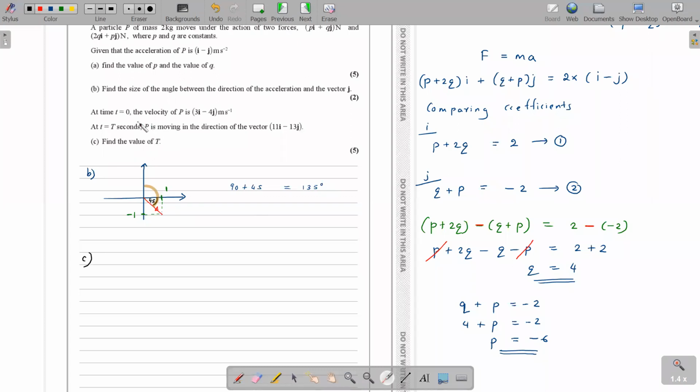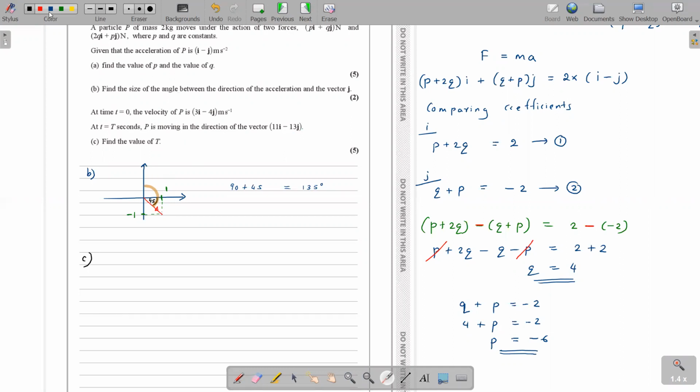At time t equals 0, the velocity of P is 3i minus 4j. They have given you the velocity at a very specific point. Time 0 means it's the initial velocity, so the initial velocity is 3i minus 4j. At t equals capital T seconds, P is moving in the direction of the vector 11i minus 13j. Find the value of T. How do we work with this?